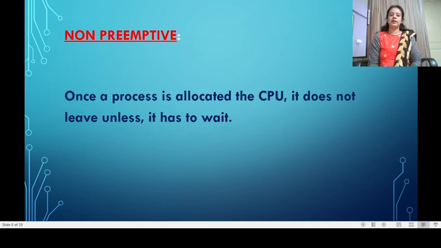In non-preemptive scheduling, if any one process is allocated the CPU, it does not leave unless it requests for any input output or if it is in waiting state. Means if process P1 is executing by the CPU, till it finishes or if it is in waiting state, it will not leave the CPU and it will not give a chance to another process to enter the CPU. If process 1 enters the CPU, it will enjoy the CPU till it terminates. It will not give any chance to another process to execute. Like that, non-preemptive scheduling will work.